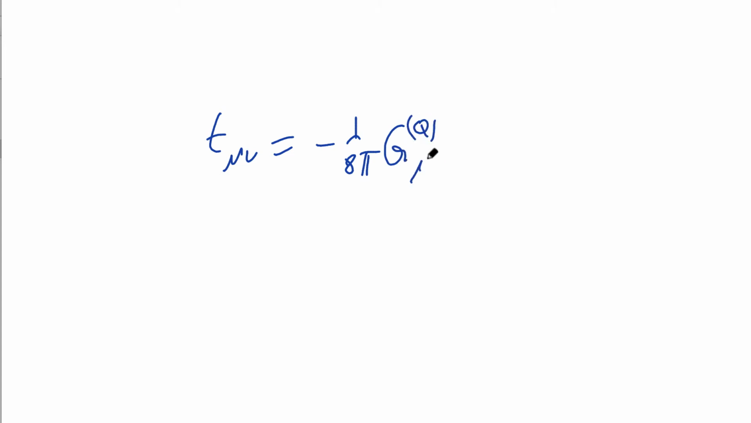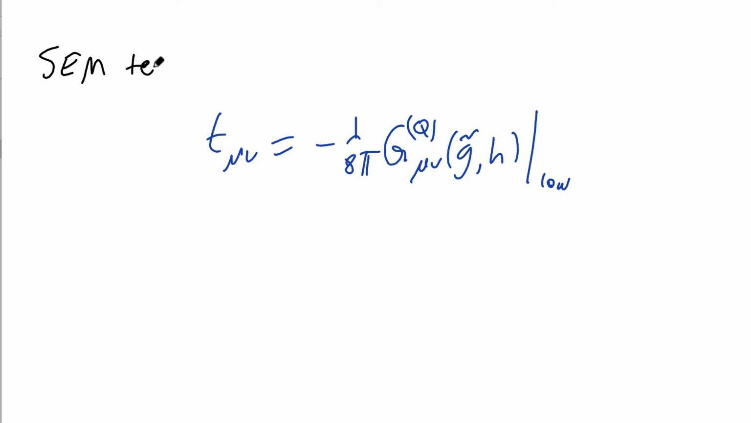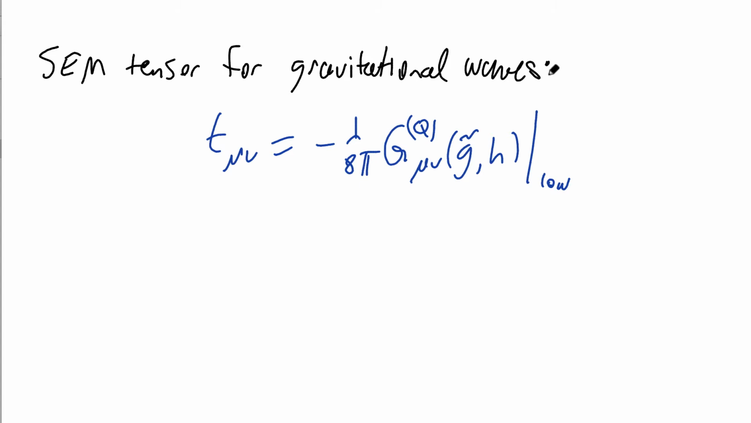Let me repeat the definition. We have T mu nu equals minus 1 over 8 pi times G quadratic mu nu. And we take the low frequency or long wavelength part. This is the stress energy momentum tensor for gravitational waves. And now that we know what GQ is, we're faced with the question, how do we extract the low frequency, long wavelength part?